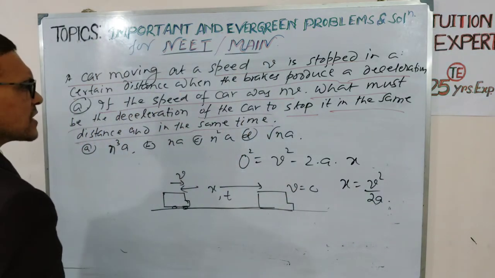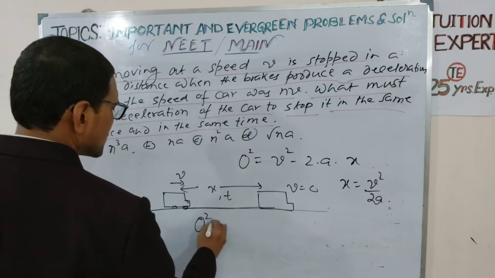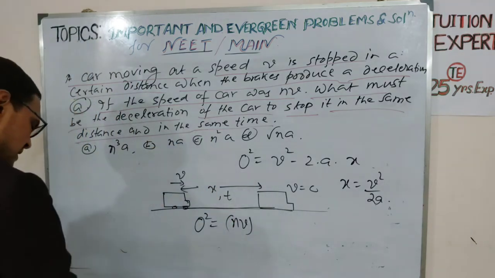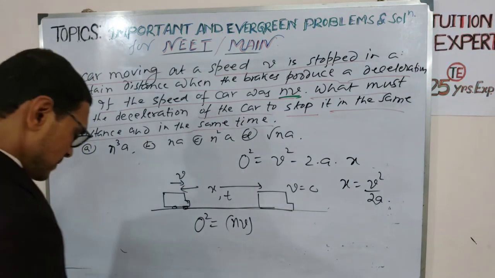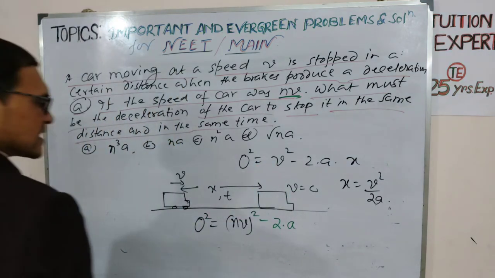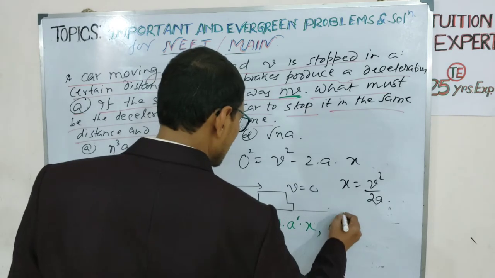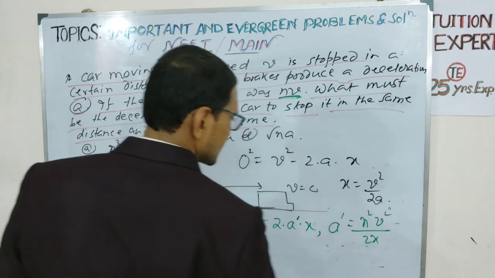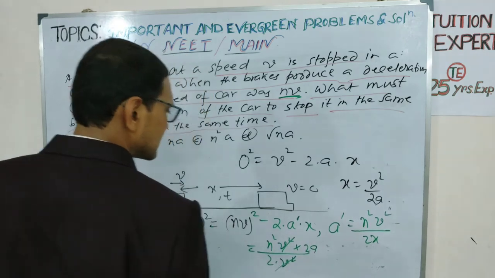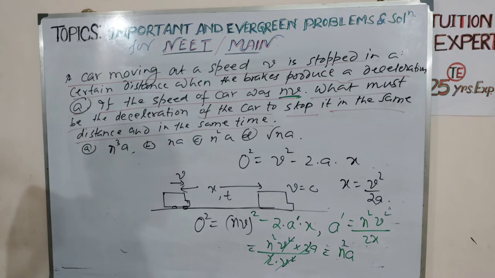Now if the speed of the car was nv, what must be the deceleration? Now the speed is nv, so again the final velocity becomes zero and the initial velocity is nv. So 0 equals n squared v squared minus 2 a dash into the distance x, which is the same. Now put here: a dash equals n squared v squared by 2x, and x equals v squared by 2a, so the 2 and v squared cancel. The answer becomes n squared a.